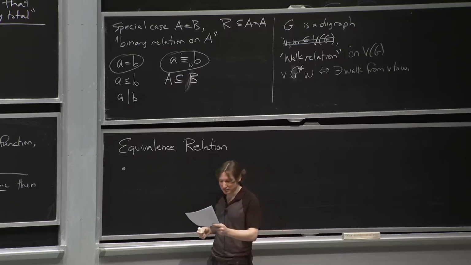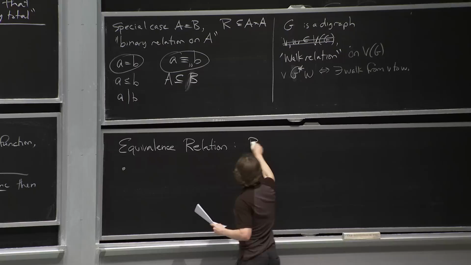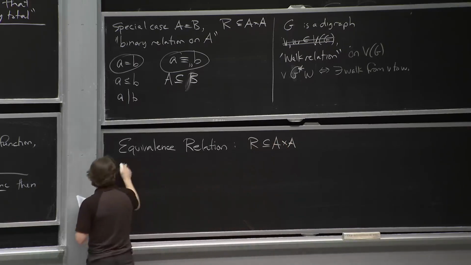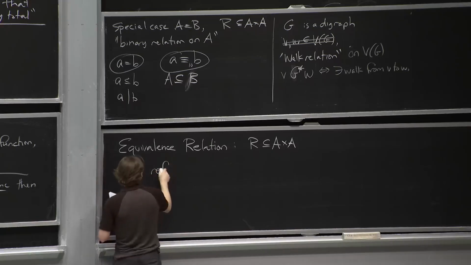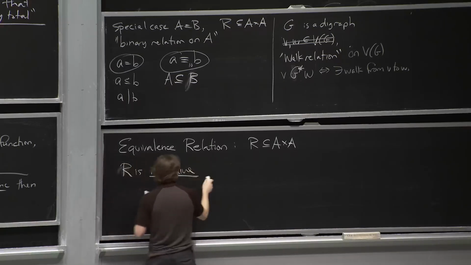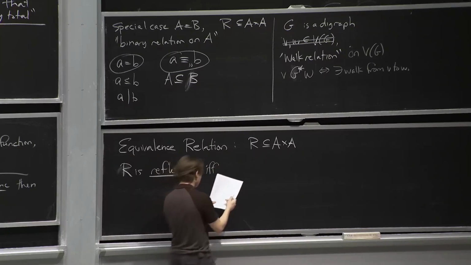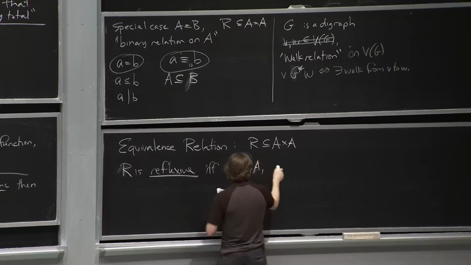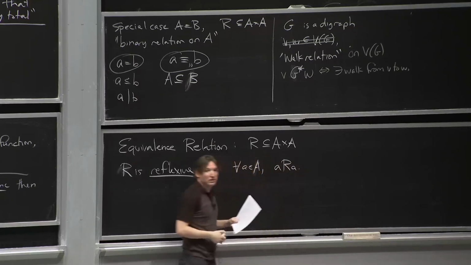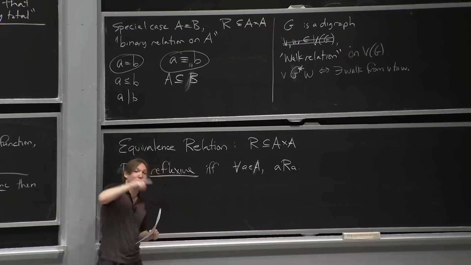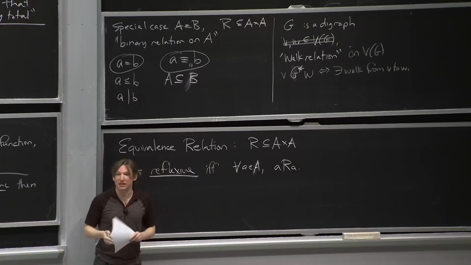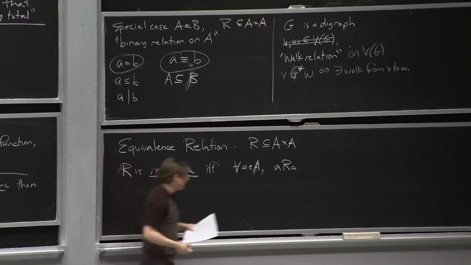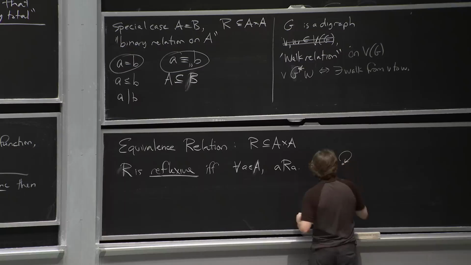Let's make it precise. Let's say that R is a relation on A. We're going to say R is reflexive. This means that for all a in A, a relates to itself. Reflexive means everything relates to itself. Everything should be the same as itself if sameness means anything. So this is definitely something we would want to have. In terms of a digraph, it means that every vertex has a self loop.